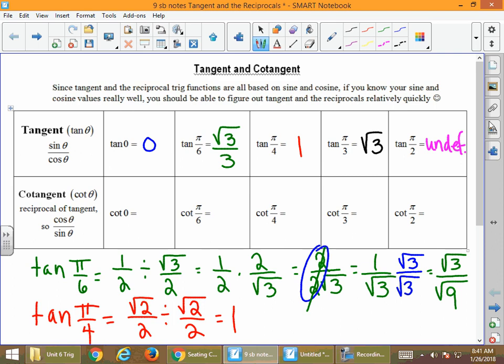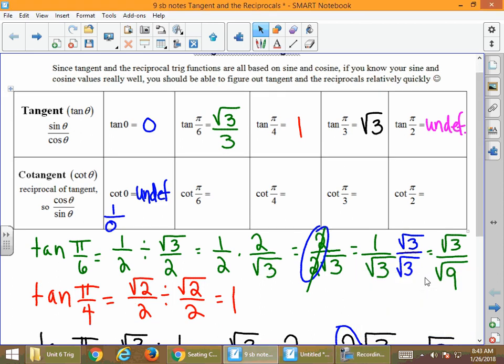Now, when we go to cotangent, same idea. This one is cosine divided by sine. But ultimately what happens on this is we're going to take the reciprocal of this value. And the reciprocal of this value then is going to be 1 divided by 0. And we just saw that 1 divided by 0 is undefined. And we will expect you to write undefined, not 1 divided by 0.